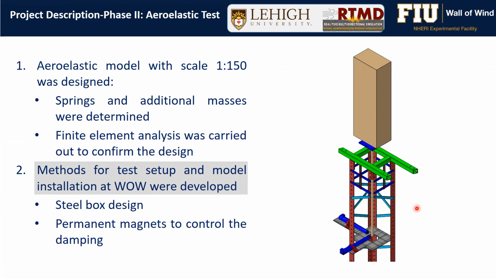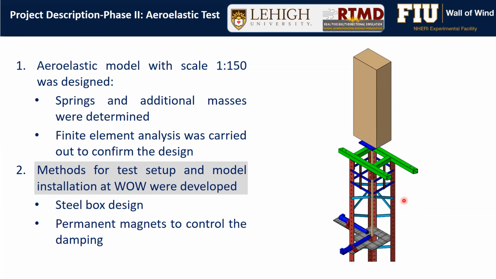As Walter mentioned in the Wall of Wind tour, the actuation system, the stiffness, the masses, everything will be underneath the turntable. So the building only will be exposed to the wind above the turntable level. So this is the 0 level, basically. The actuation and everything will be underneath the turntable.